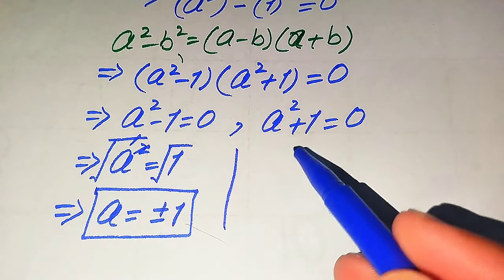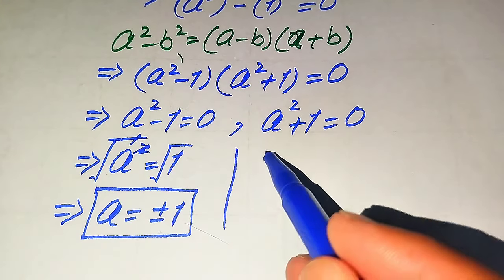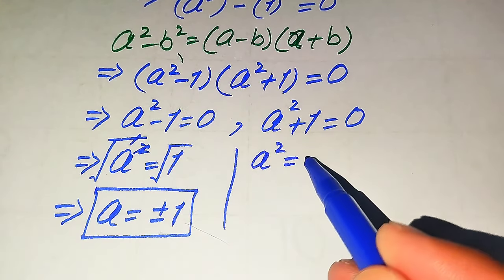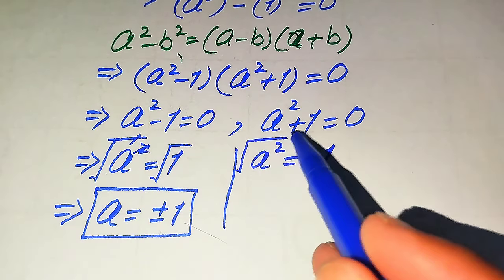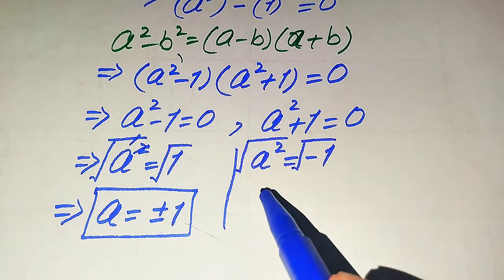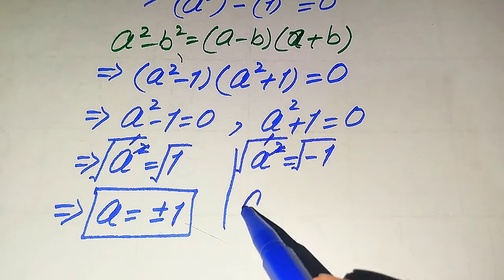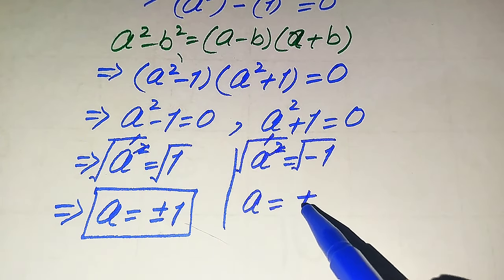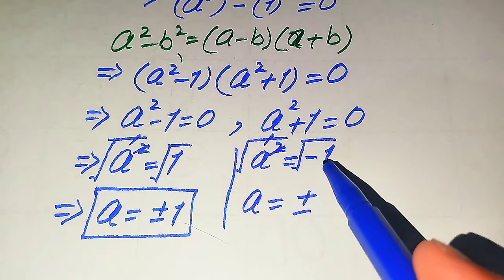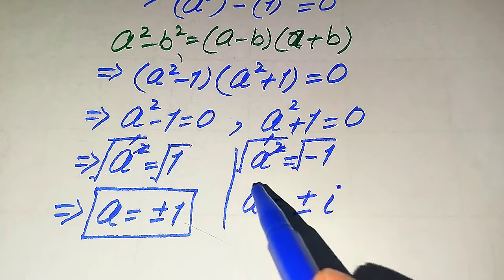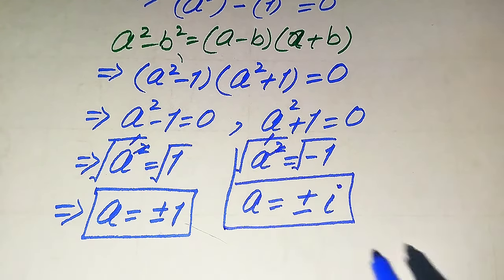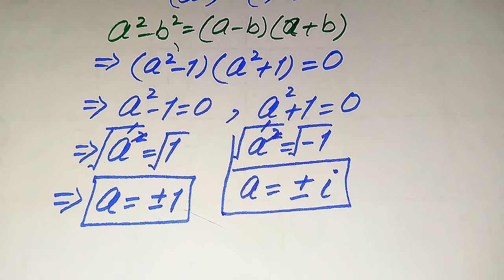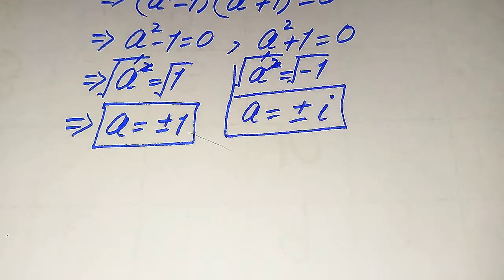Now further from here, we move this plus 1 to the right hand side, and it becomes a square equals minus 1. So again we take the square root on both of the sides, so the square and the square root are gone, and we get a equals plus minus the square root of minus 1, which equals iota. So these are the two complex roots of the given equation, and you see that in this method we get these 4 roots of the given equation.